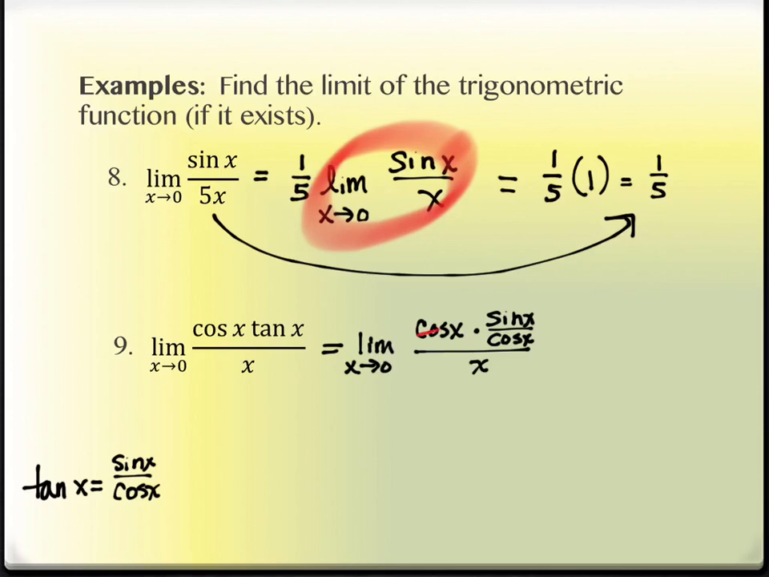Yeah, the cosines cancel, you bet. And I'm left with the limit as x goes to 0 of sine x over x. But we know what that is. What does this equal? It's 1.